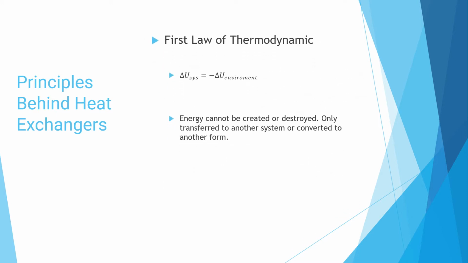Next, we have the first law of thermodynamics, also known as the law of conservation of energy. This simply states that energy cannot be created or destroyed, only transferred to another system or converted to another form. For example, if heat flows into a system from its surroundings, there is an equal increase in the internal energy of the system and an equal decrease in the energy of the surrounding environment. This law describes the inverse relationship between a system's internal environment and that of its surrounding environment.